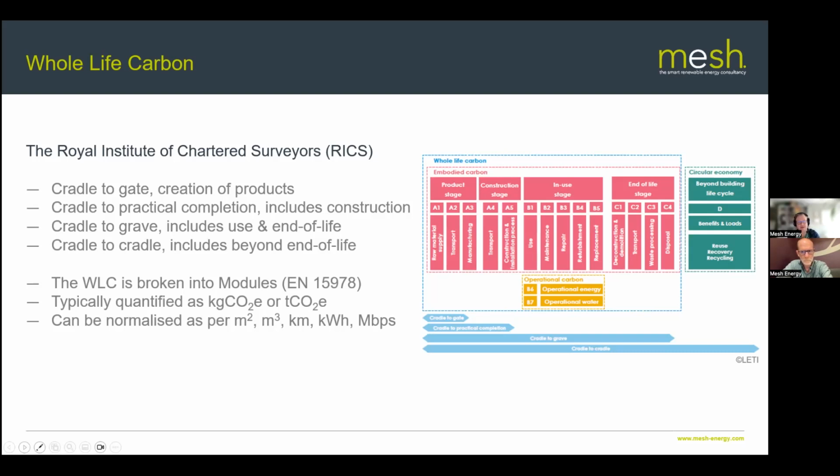And so these are the modules that it's broken down into, and the units of measure are all based on the weight of CO2 emissions, but they also can be normalized into per meter squared, by volume, or regarding distance or energy consumption as well, or even in the case of something like a data center, then in terms of the amount of compute. So start talking in terms of megabits per second.